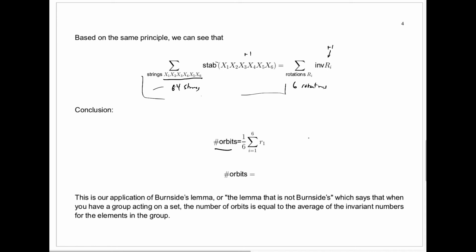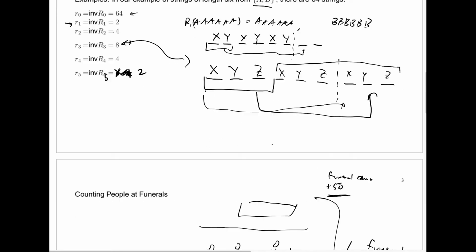And for the problem we're working on, which has strings of length 6 from a 2-letter alphabet, there were 64 strings. It was a lot of work, and we went through this in the previous lecture, adding up all the stabilizers and taking 1/6 of that. But now there are only 6 rotations. All I have to do is take the average, 1/6 of these invariant numbers, and we had those just 2 pages earlier.